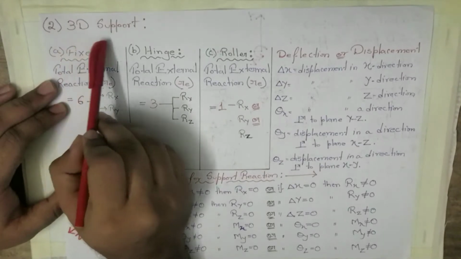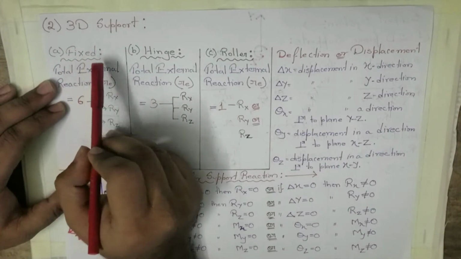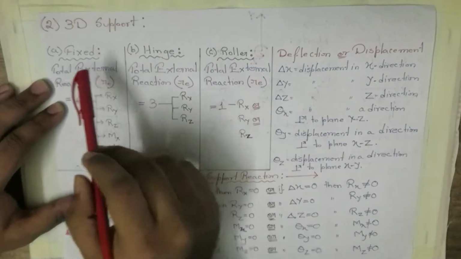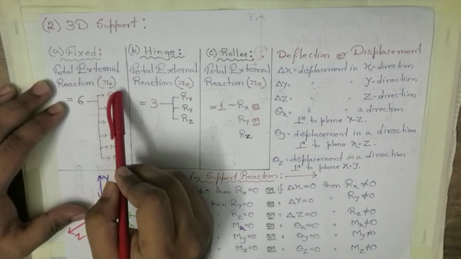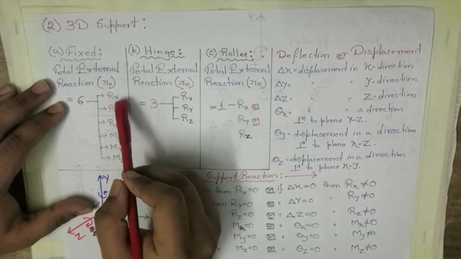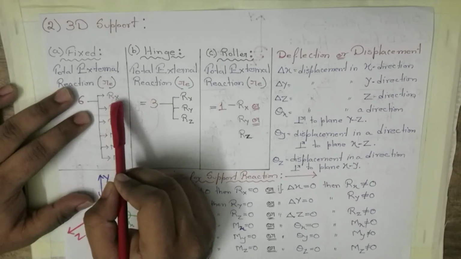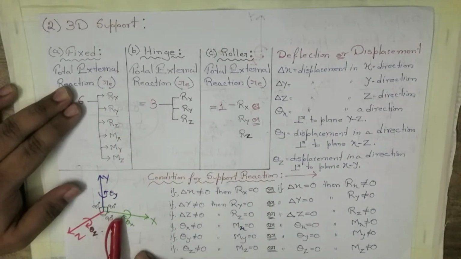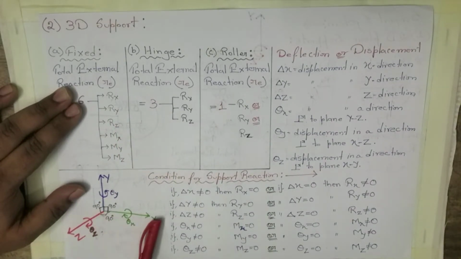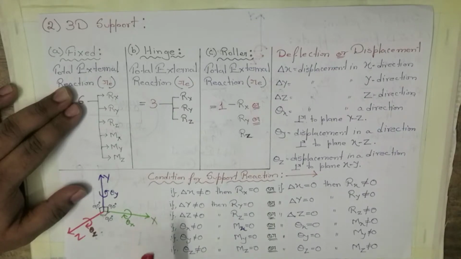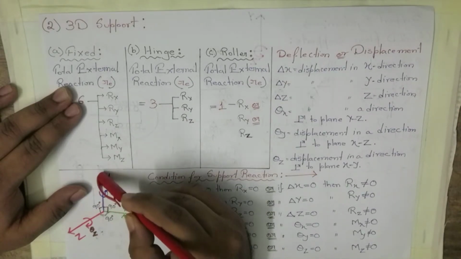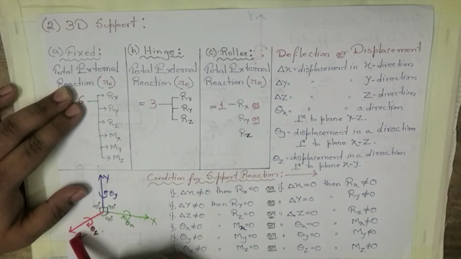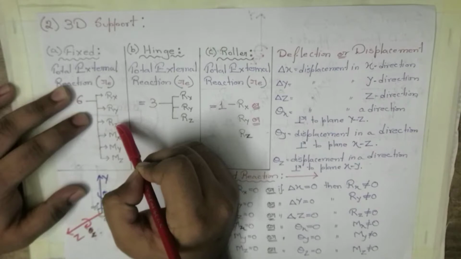Now for 3D support, only 3 supports are required: fixed, hinge and roller. For fixed, total external reaction Re is 6. Reaction along X, reaction along Y, reaction along Z. If you see this diagram, displacement along X direction is prohibited. Similarly, displacement along Y direction is prohibited, and displacement along Z direction is prohibited. So Rx, Ry and Rz.